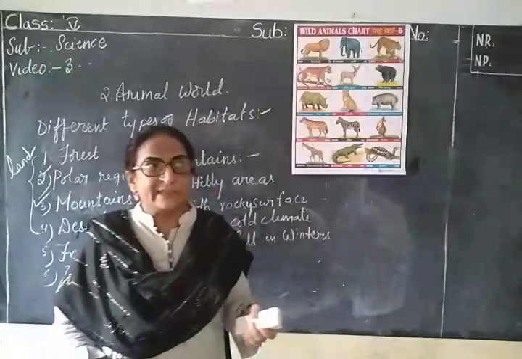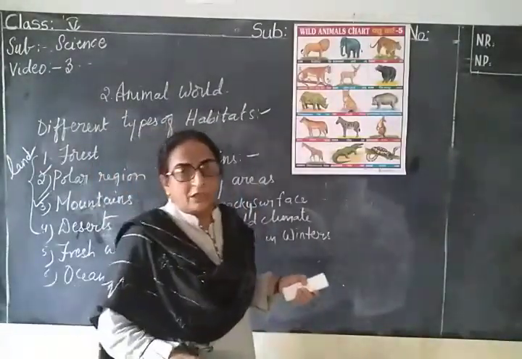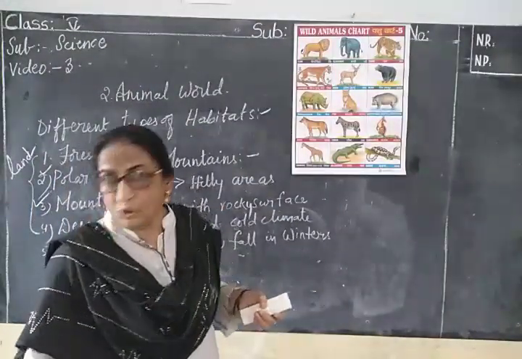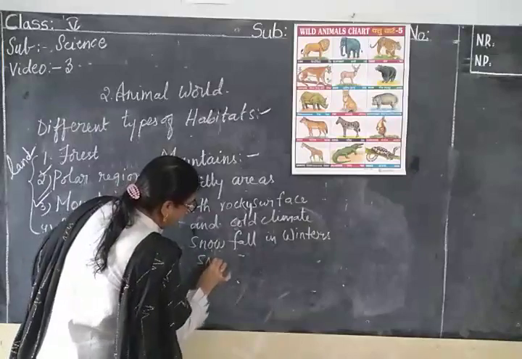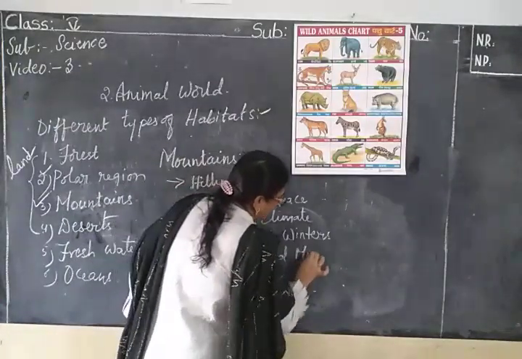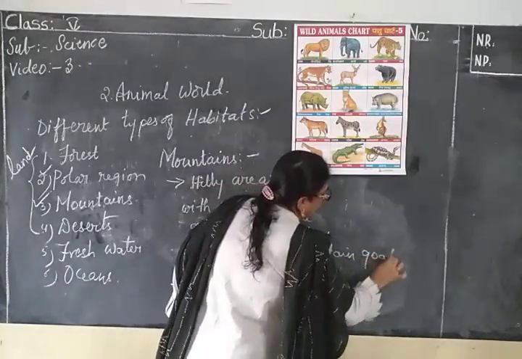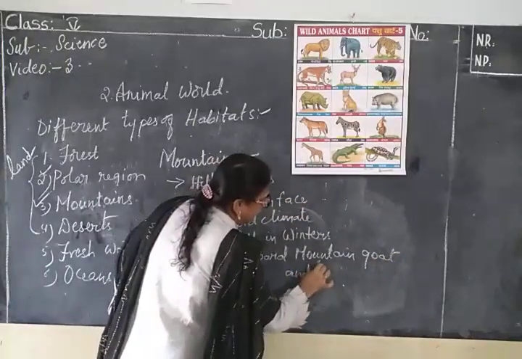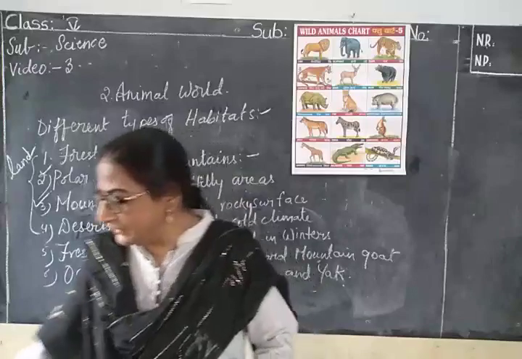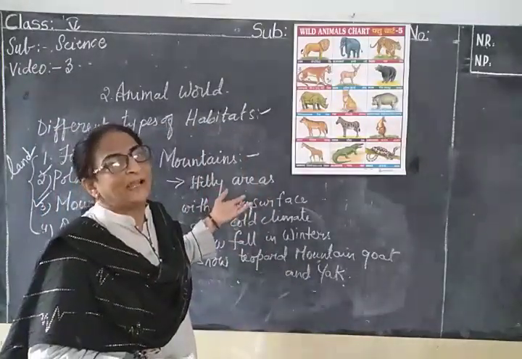So the animals that are found there are mountain goat, yak, and snow leopard. Snow leopard, mountain goat, and yak are some of the examples of animals that are found in the mountains, which is also one of the land habitats, isn't it?